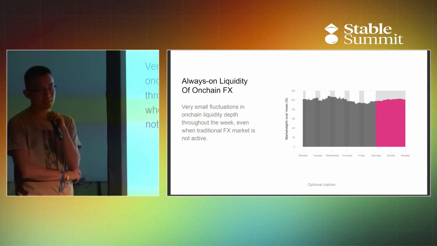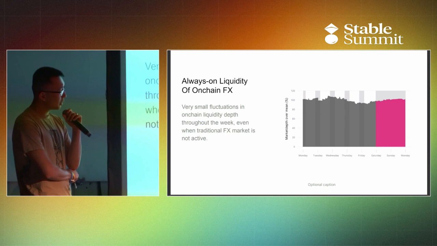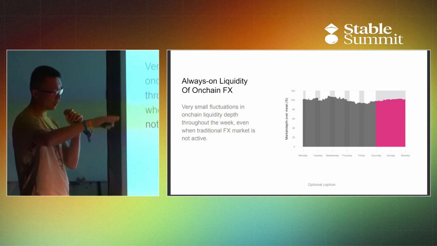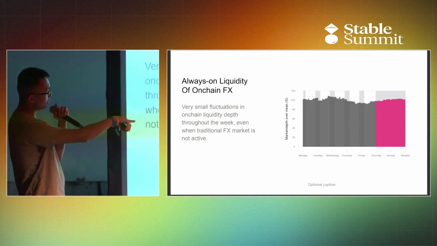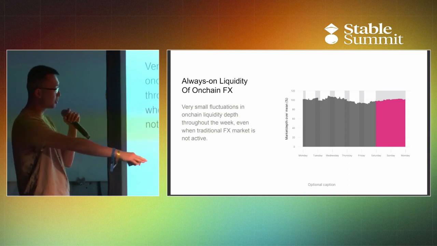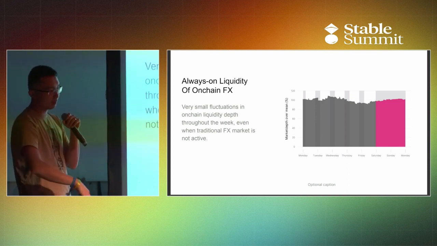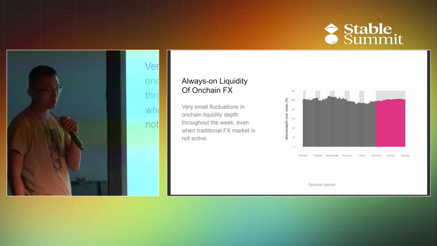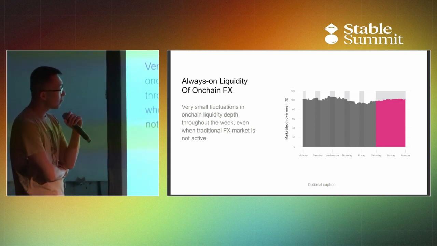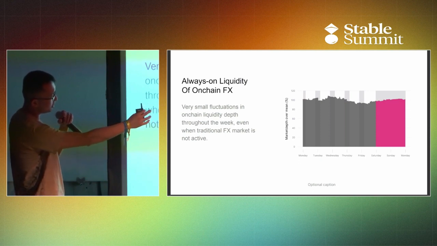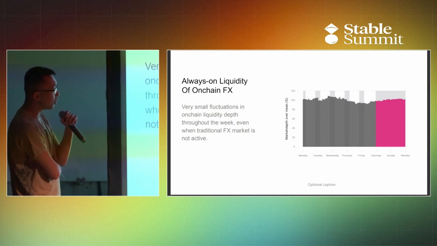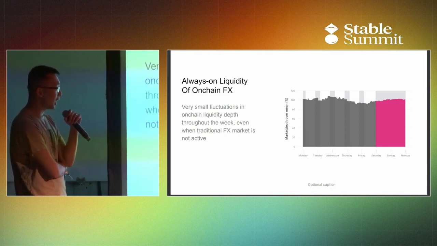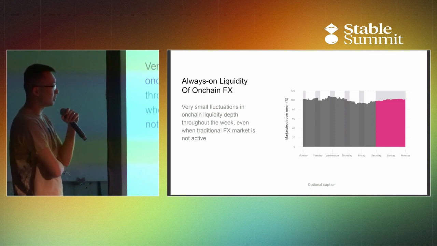So I mentioned that in traditional FX markets, you have this drop in liquidity during the weekend or on holidays. And this is showing the opposite for AMMs. This is the market depth, or rather the average market depth of the Euro C USDC pool, and the red part is the weekend. So there's really not much variation, at least across the weekday weekend horizon.